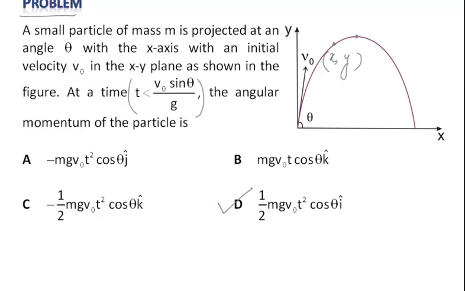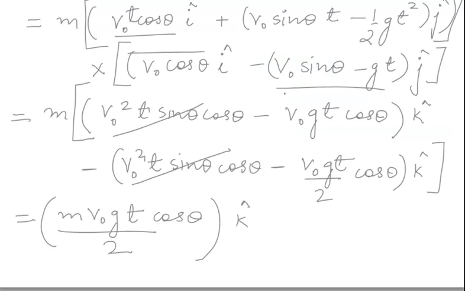So option D is correct. Actually we have missed out on t square everywhere, so actually it is t squared. So the correct option is this one, option D.